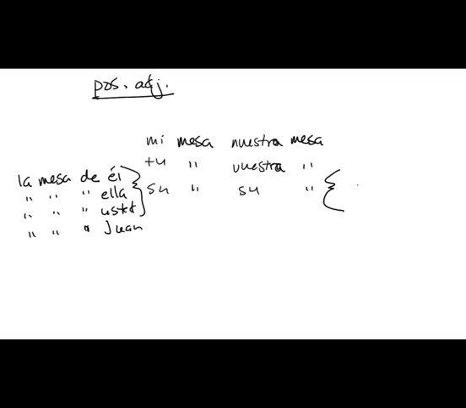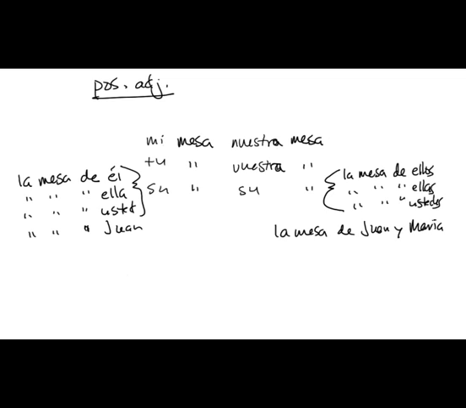Okay? Over here, su again, possible confusion in the plural form. So this would be la mesa de ellos, or la mesa de ellas, or la mesa de ustedes. Or if it belonged to two people, la mesa de Juan y María. The only way to say Juan and Maria's table would be la mesa de Juan y María.